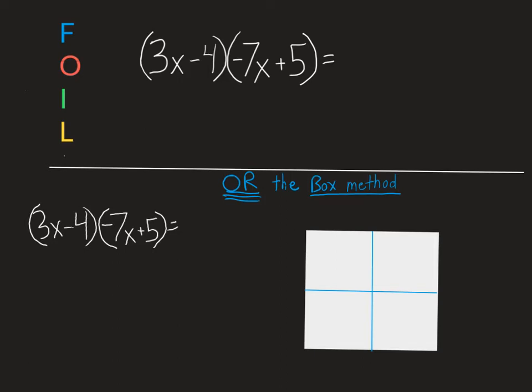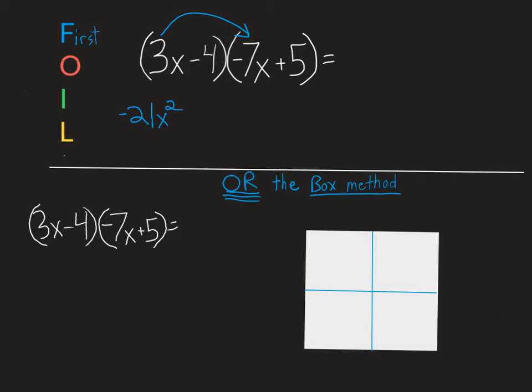All right. Here's where the FOIL comes in. The FOIL is an acronym to just help us remember the 4 times we need to distribute. So let's dive in and I'll show you. F stands for first, as in, multiply the first term of each of those binomials. There you go, the 3x times the negative 7x, which is negative 21x squared.